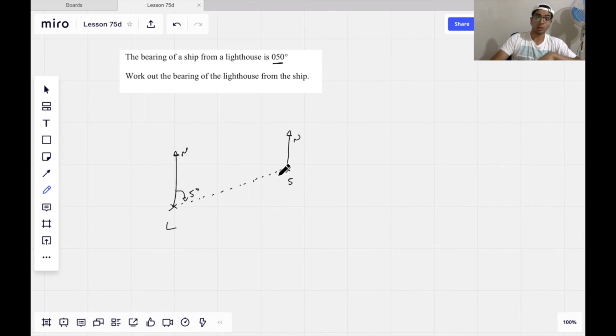And now what we're asked to do is find out this bearing over here, the bearing of the lighthouse from the ship. That's what we're being asked to find out. So if you remember our stuff about co-interior angles, this is 50, and if that's 50, this is going to be 180 minus 50 over here. So what's 180 minus 50? 130. And this thing over here is going to be 360 minus that. So 360 minus 130, what is that? 230. So the bearing is 230.